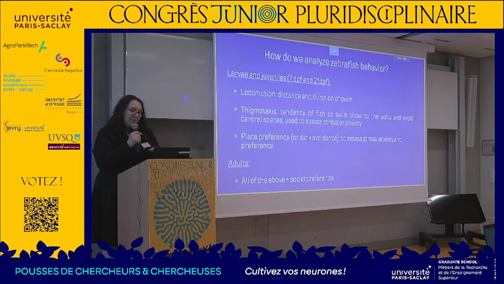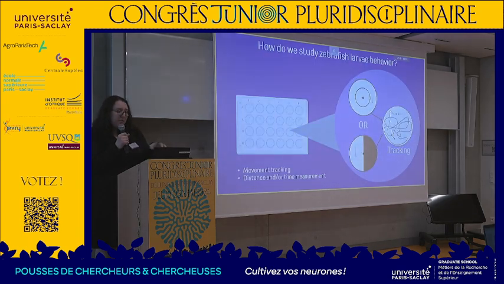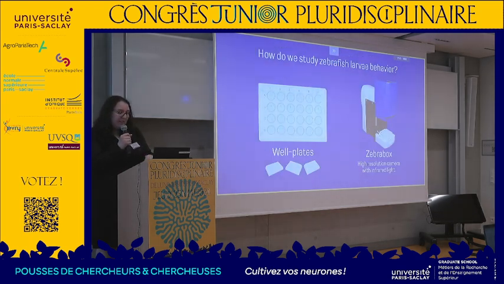And with this, we can study the locomotion, the thigmotaxis, which is the tendency of fish to swim close to the walls and avoid central spaces, which can be a symptom of stress or anxiety. We can also study the place preference or dark avoidance, which is also used to assess stress and anxiety, but also preference. And for adults, we can do all of that, but also study social preference. But the thing is, because they are big, we don't use plates like this, we use just tanks.